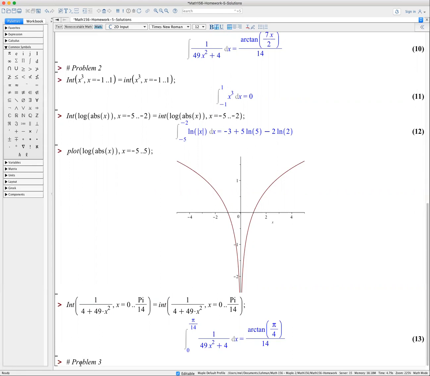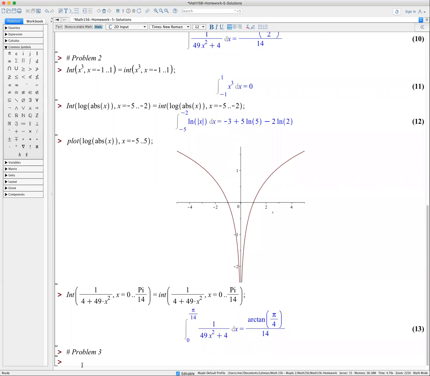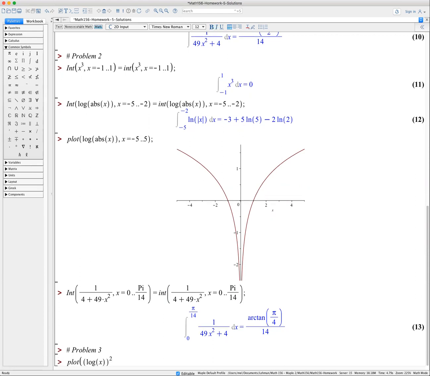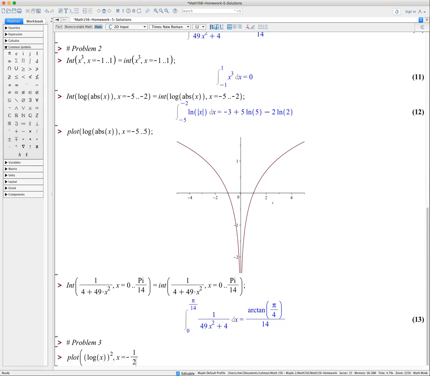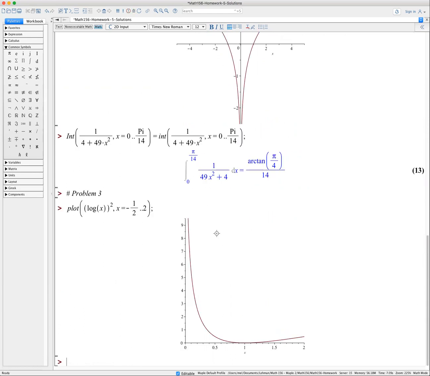Problem 3 is to plot the log of x squared from -1/2 to 2 and find the area under the curve. So we plot log of x squared, x goes from -1/2 to 2. That's what it looks like.